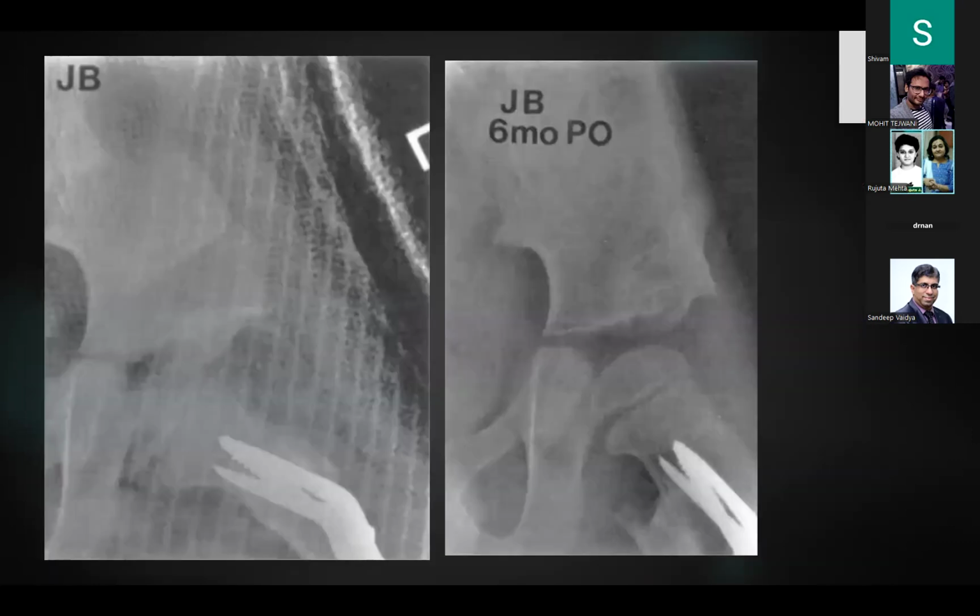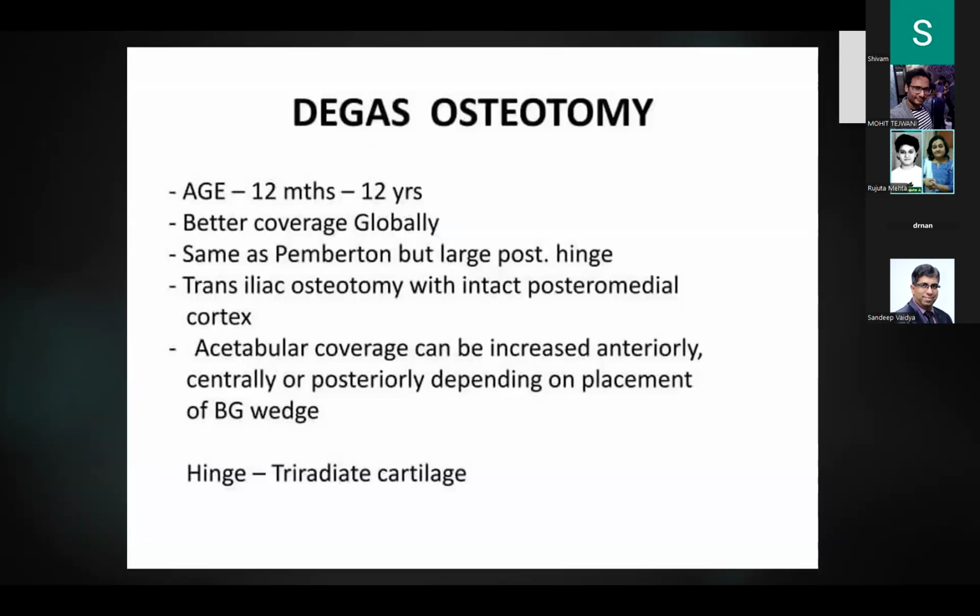This is a post-op X-ray after Pemberton's osteotomy showing a healed pelvic osteotomy. In Dega osteotomy, it is quite similar to the Pemberton, except that it can provide better lateral coverage than the Pemberton's osteotomy. And here the hinge is not only at the triradiate cartilage, but if a significant amount of posteromedial cortex is intact, then it can also hinge posteriorly.